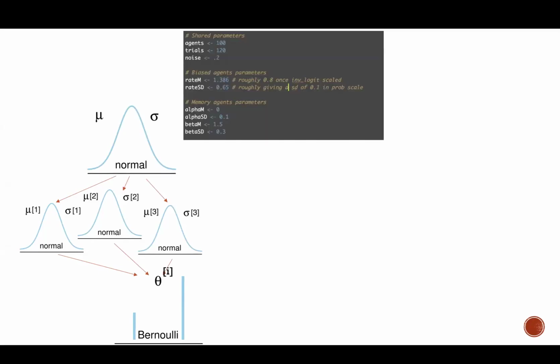So we have 100 agents, 120 trials, a noise of 0.2, and a rate mean, so a mean bias in the population of agents, that on a log scale is 1.386, which is about 0.8 in probability. It's a very big bias. We're making it a bit easy for our models to see things. We have a standard deviation of the population level theta of 0.65 on the log scale, which is roughly 0.1 on a probability scale. So we will expect to see most of the participants between 0.6 and 1.